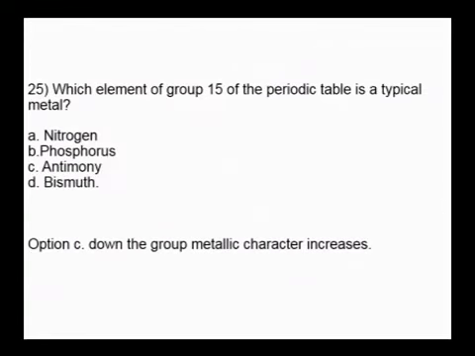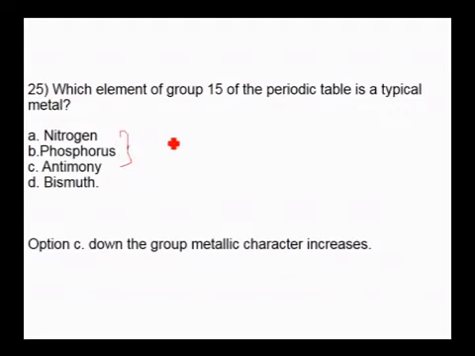Now, let us see the next one, 25th question. Which element of group 15 of the periodic table is a typical metal? The metallic property of the elements in each group from top to bottom increases as their atomic size increases. Here the 15th group is given. In the 15th group, 5 elements are present. The first one is nitrogen, the second one is phosphorus, next one is antimony, and bismuth. Arsenic is also there, but it is not in this option. So, the first element is nitrogen, the second element is phosphorus, the third element is antimony.